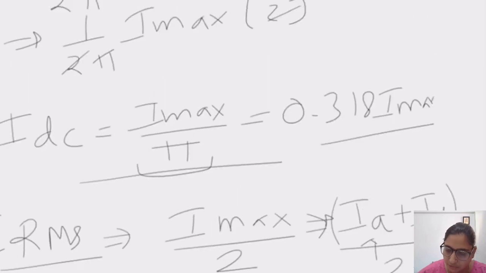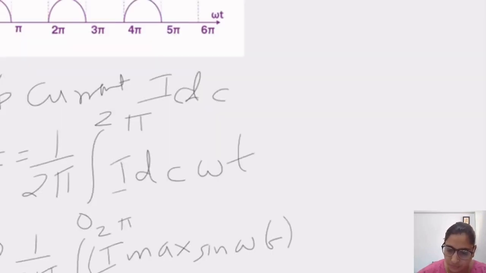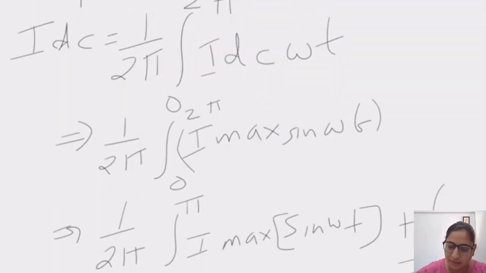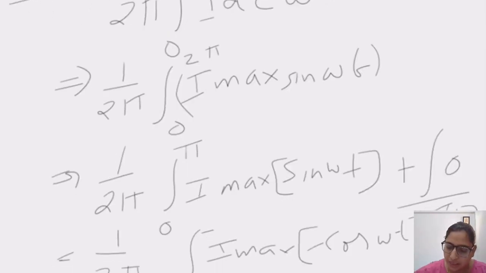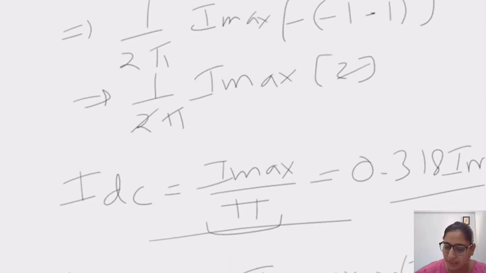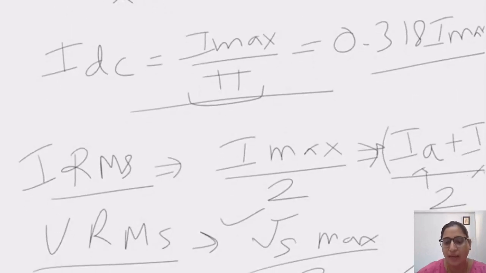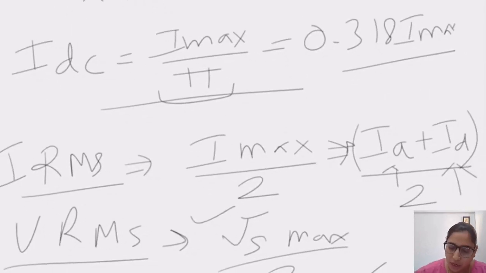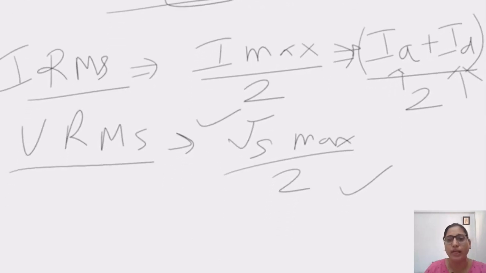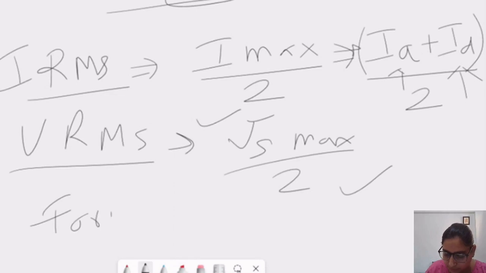Let's quickly recap what we did earlier. For the DC output current, we calculated 1 upon 2 pi, integration from 0 to 2 pi of I omega t, because we are ranging it from 0 to 2 pi. After that integration, we put in some values and we get IDC equal to 0.318 Imax. Now IRMS and VRMS we already calculated. Now we have to find out the form factor. What is the form factor of the half wave rectifier? Another term is form factor.